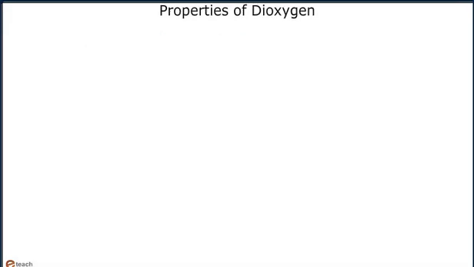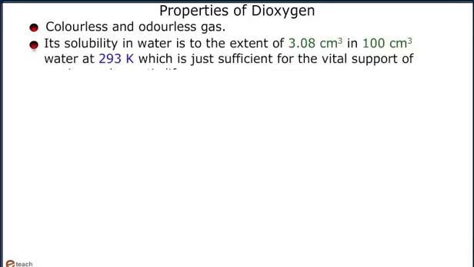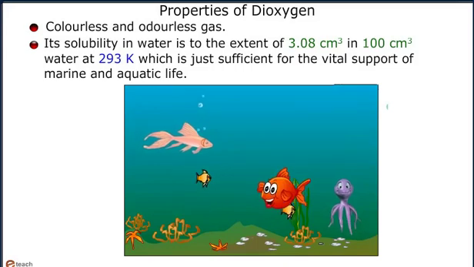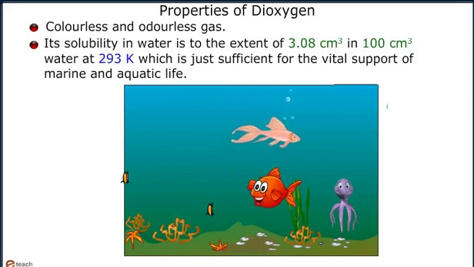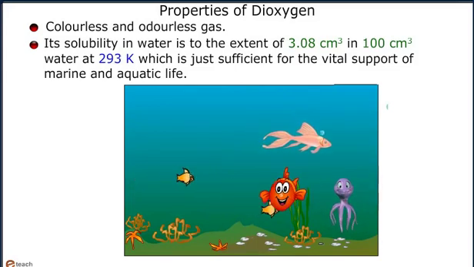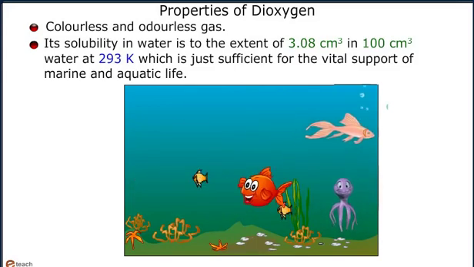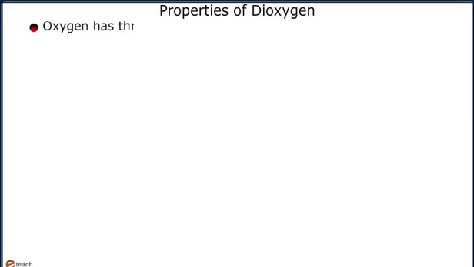Properties of dioxygen. It is colorless and odorless gas. Its solubility in water is to the extent of 3.08 cm³ in 100 cm³ of water at 293 Kelvin, which is just sufficient for the vital support of marine and aquatic life. Oxygen has three stable isotopes, that is 16O, 17O, and 18O.